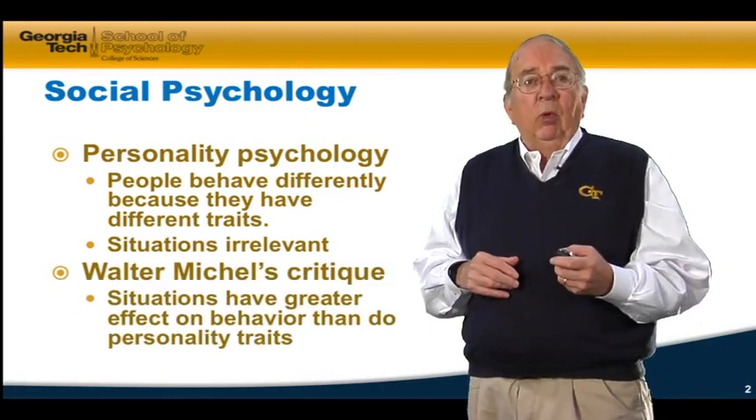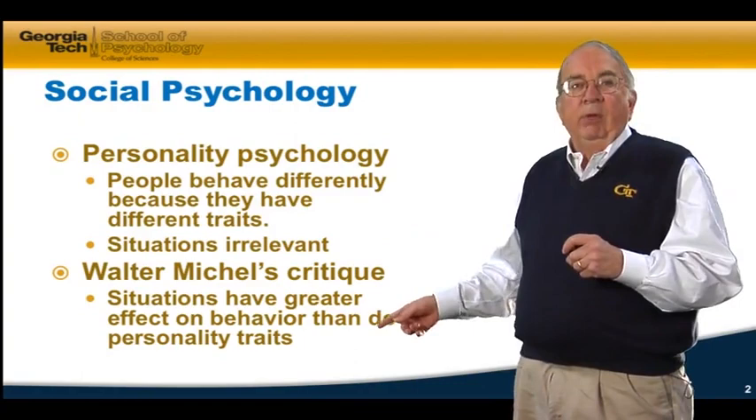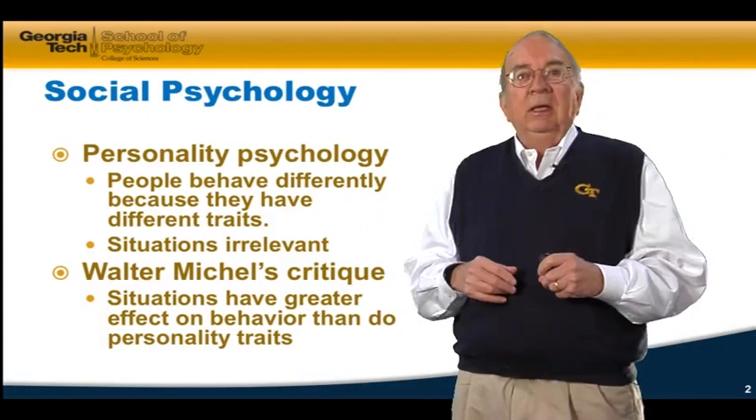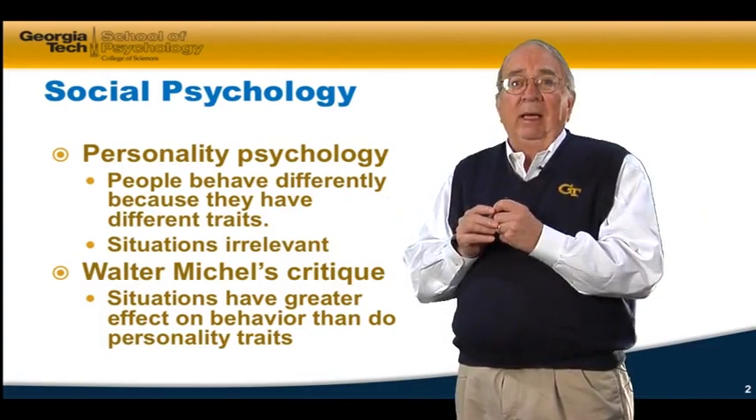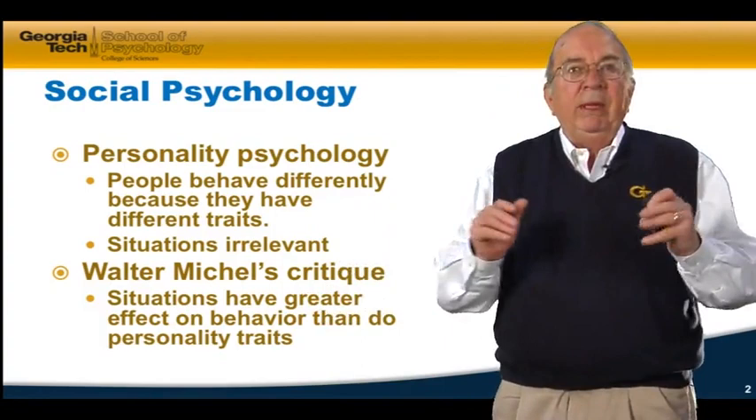Now, a psychologist named Walter Mischel criticized personality psychology because he believed that the situations that people are in really control behavior. They have a greater effect on behavior than personality traits. So people can be very outgoing in some situations, like in front of a classroom, but they can be very introverted in other situations, like at a social event. So Walter Mischel's critique of personality was that the social environment is absolutely critical in determining what behavior you're going to see in a person, not just their enduring traits.